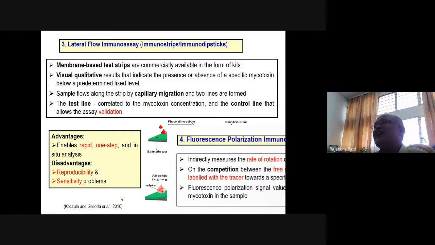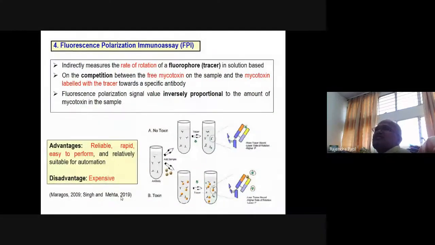Then fluorescence polarization immunoassay, this one is also important, where you can use the rate of rotation of a fluorophore, that is a tracer we are adding beside the antigen and antibody. The more tracer you can find bound whenever there are no toxins, and the less tracer you can find bound when a toxin is present in the test.